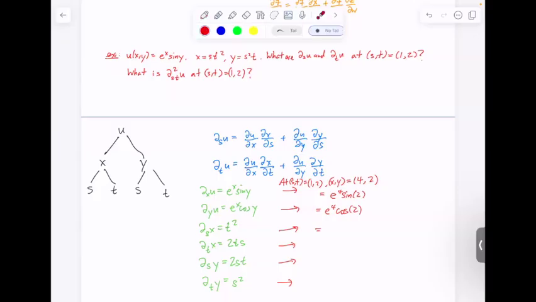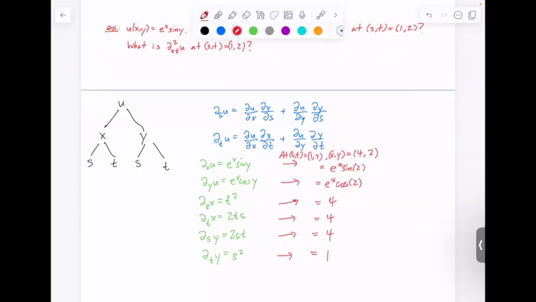Then here, you already have expressions in T and S, so you don't need to plug in X, Y, you plug in S and T. This is going to be equal to 4. Partial T of X, so that's 2TS. That's going to be equal to 4 as well. All right, so now you can just plug things in, right? So at S, T equal to 1, 2, partial U of X is here. Partial X of S is here.